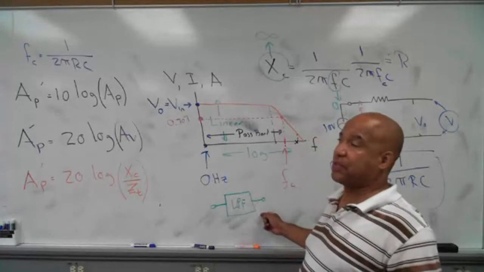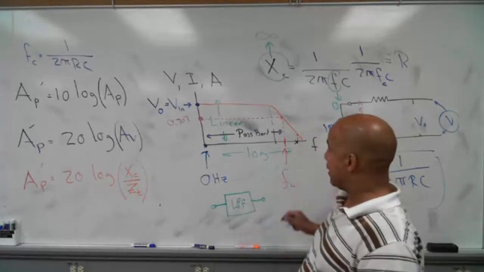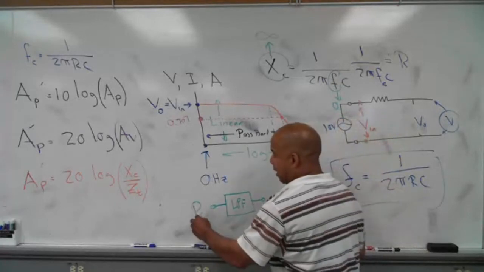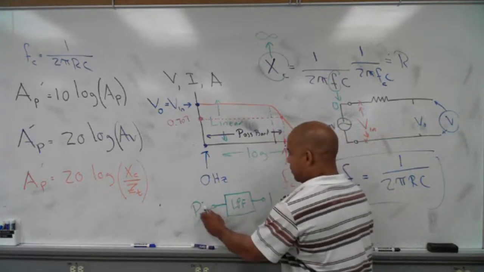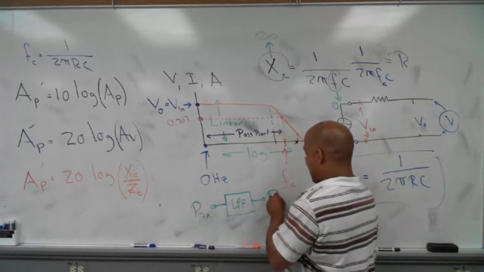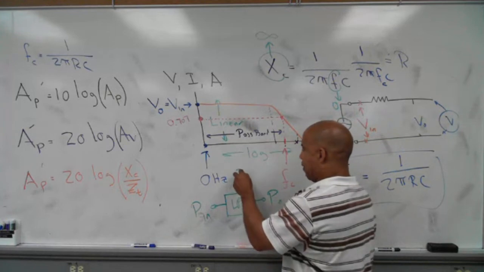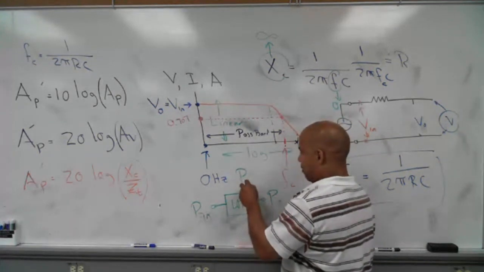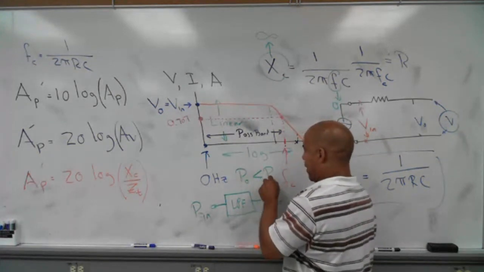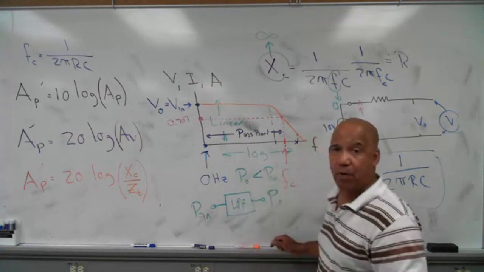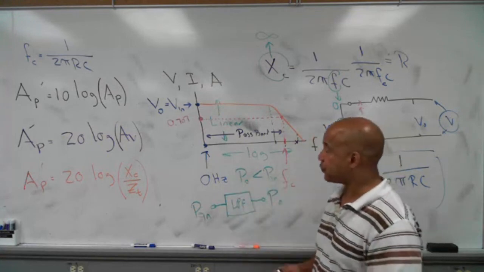But these filters are lossy because I got a resistor in there. So if I put in a certain amount of power, I get power out, but my power out is always less than my power in. So I'm going to lose power, so there's no gain there.